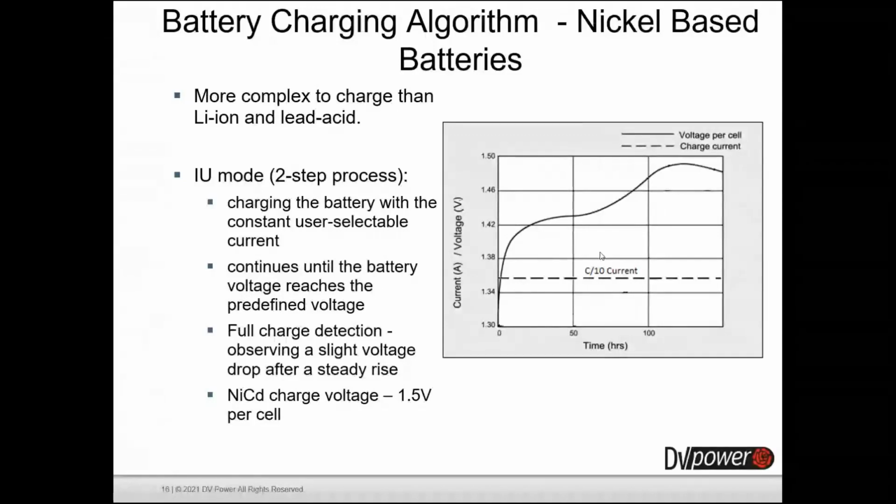The most important thing to underline here is that there is no charger on the market that can spot this voltage drop. That's why you cannot charge a nickel-based battery properly without human interaction. You need to observe the voltage graph, and when you spot this, you need to manually press stop and manually terminate the charging process of nickel-based batteries.